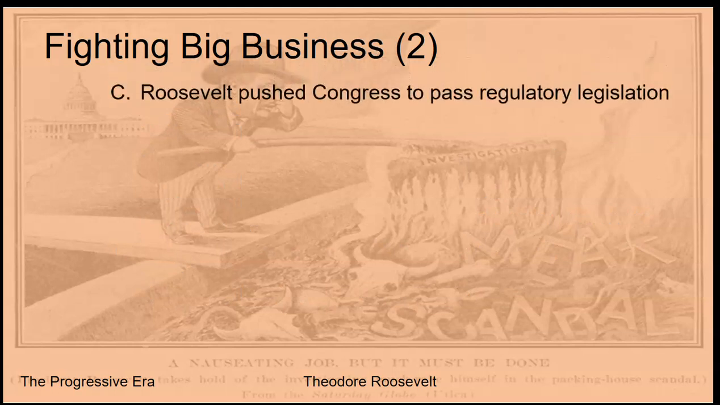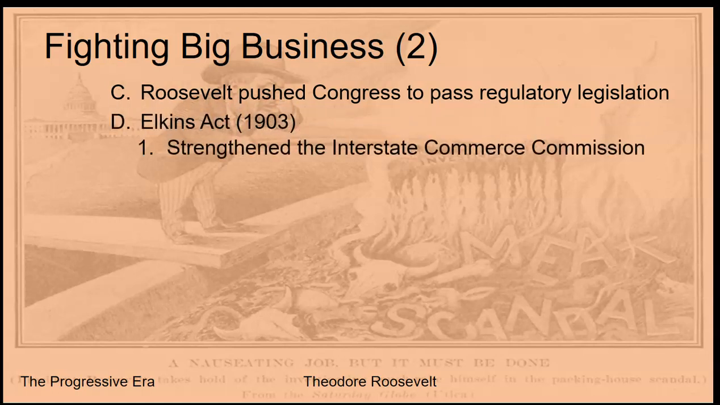Roosevelt is also going to push Congress to pass increased regulatory legislation. The Elkins Act strengthens the Interstate Commerce Commission. Roosevelt had seen the limitations of some of these government agencies, and so he wanted some of them to be strengthened. Let's give the ICC the power to actually fine companies and actually do something.